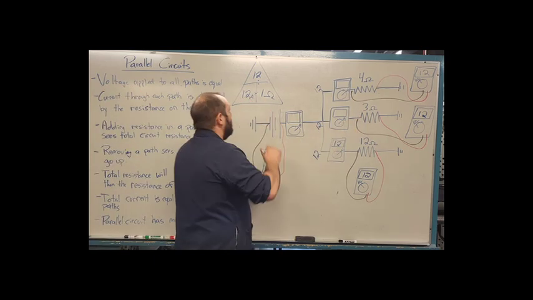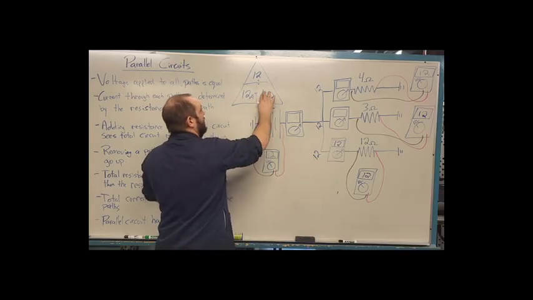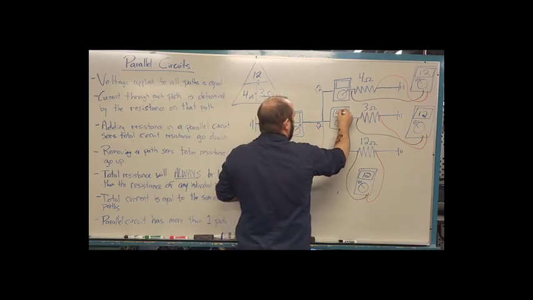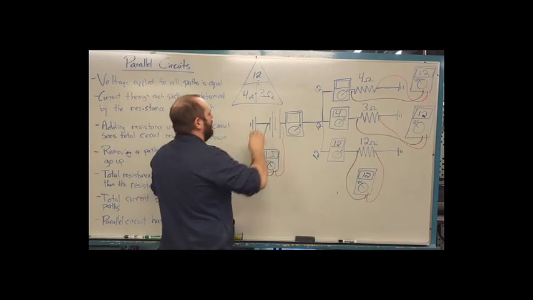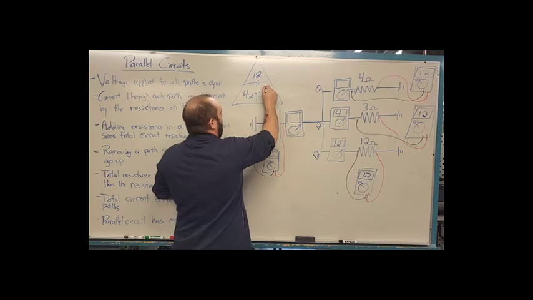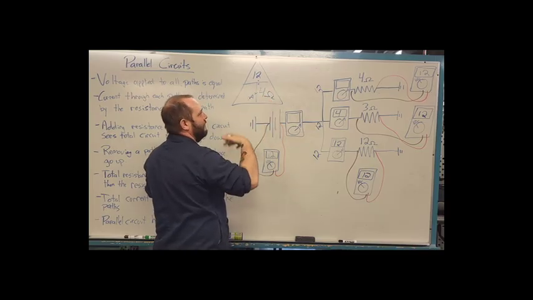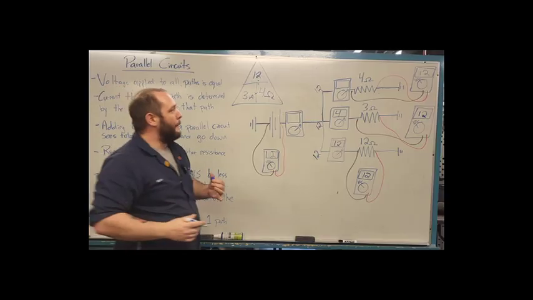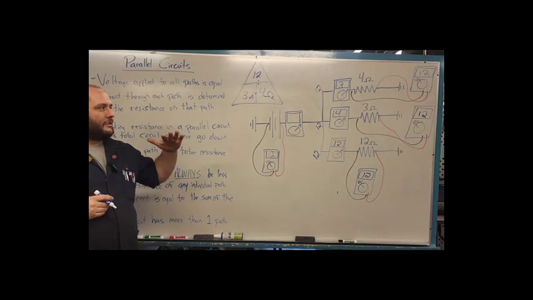3 ohms, I have 12 volts. My ohms changes to 3 ohms. That's going to give me a 4 amp draw across that leg. We do the same thing on that top branch. If I have a 4 ohm resistor, 12 divided by 4 is going to give me a 3 amp draw.